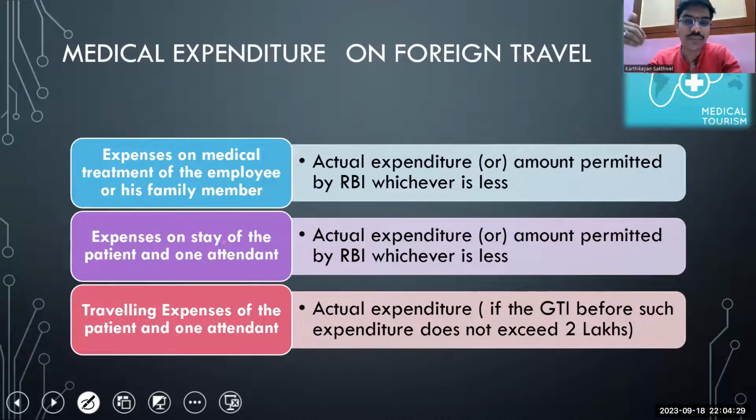Now, if the medical expenditure is on foreign travel, right? So whatever is incurred on medical treatment, what amount is exempt? The actual expenditure or the amount permitted by RBI, whichever is less. This amount is exempt. So the remaining amount is taxable.